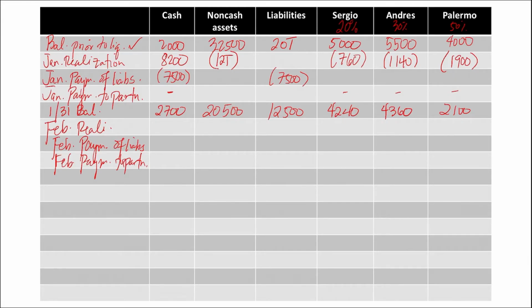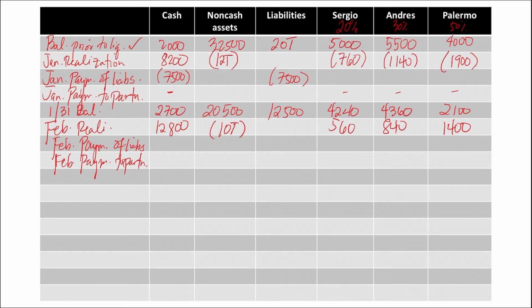For the month of February, how much is the book value sold? 10,000. Cash realized, 13,500 minus liquidation expense paid. That should be 12,800. What's the result of your realization? Gain. Magkano? 2,800. So, kunin nyo lang 20%, 30%, 50%. So, mag-a-add tayo ng 560 for Sergio. Mag-a-add tayo ng 840 for Andres. And 1,400 for Palermo.